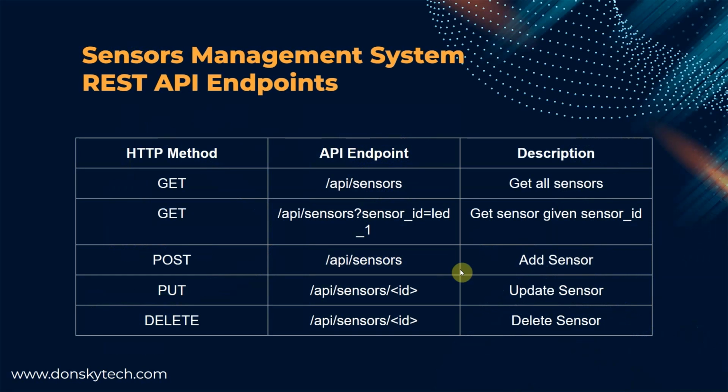So this image shows the different REST API endpoints that we are going to create in our Python code. For example, when we send a GET with an API endpoint of /api/sensors, then we should get all the sensors. Same also with the GET, and we pass in the sensor ID, for example, LED1, then we will just get a specific sensor with the sensor ID. Same also with the POST, PUT, DELETE, which we will use to add, update, and delete. So you'll see this in the code later and how we can test out all of these HTTP endpoints.